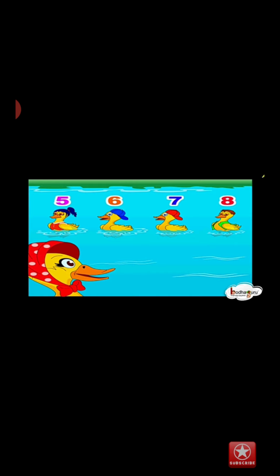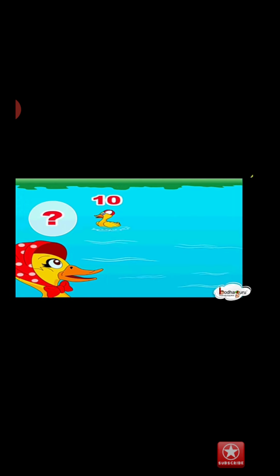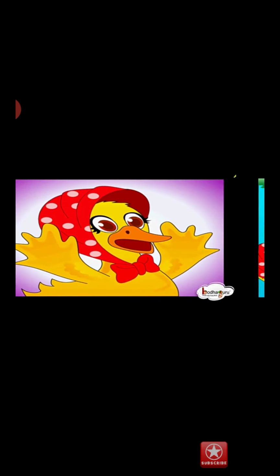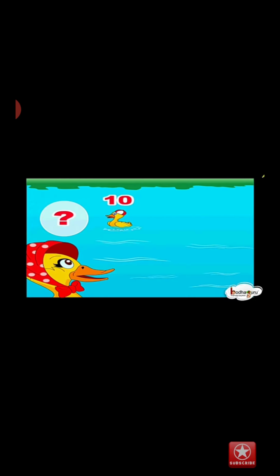After some time, Mama duck counts the ducklings again. She was worried when she found out one more duckling is missing. Number 9 duckling is missing. It was soon found playing with water, and felt happy as the duckling joined the other ones.